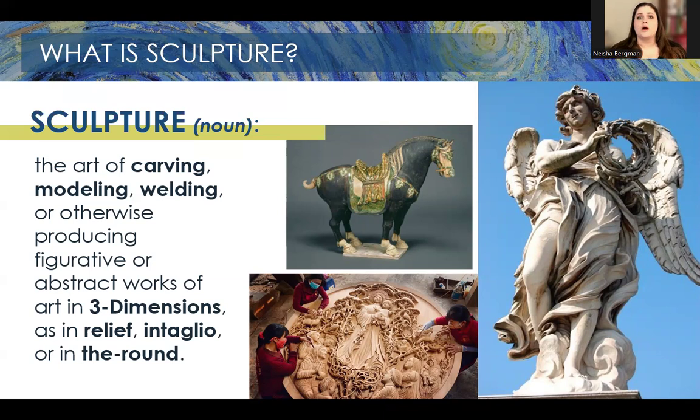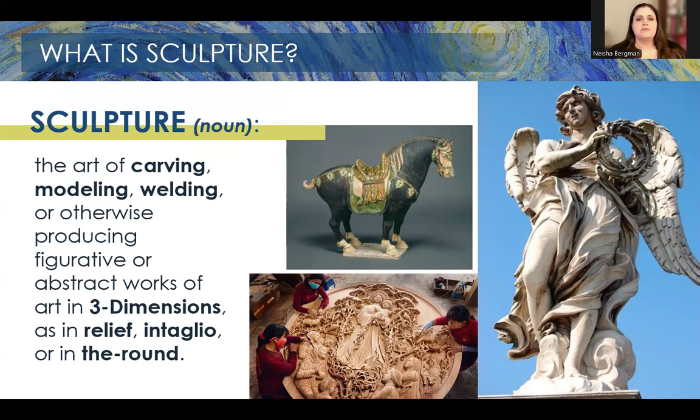Carving, modeling, welding. You are building something. So sculpture is about building something, figurative or abstract works. That means it's a figure that we represent, that we see is meant to represent something, or abstract, so not necessarily representing something. It can just be pretty for the sake of pretty.